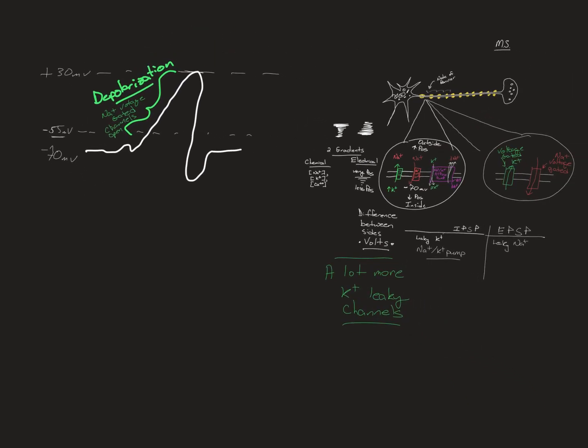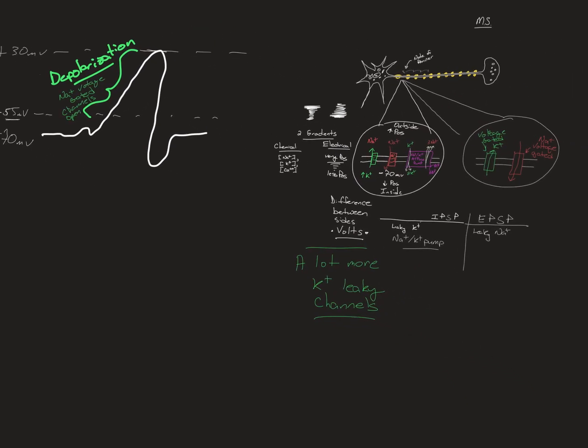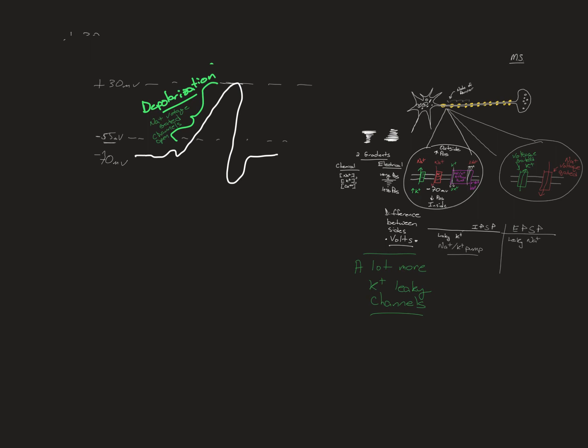So we have to get this to -55 to get these voltage-gated channels to open. The question is, how are we going to do that? How do we change that membrane potential along this axon to make it go to -55? What channels have to be opened? There's a couple that we've talked about.